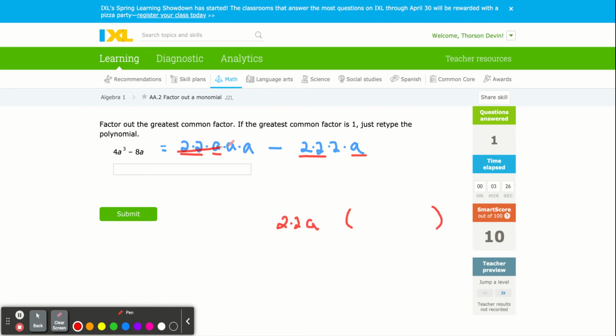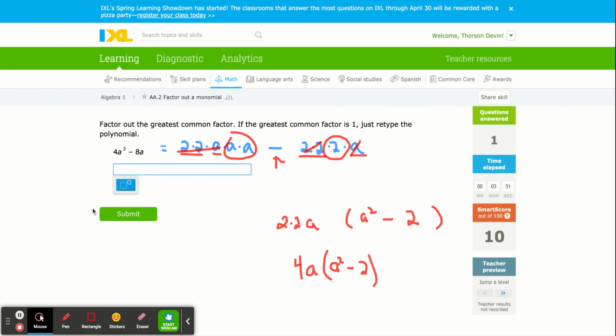So I'm going to pull out the two 2's and the a. I took those away. What's left of that first term but an a squared? What's left of this? So I took this and this. What's left of the second term? A 2. And then put that minus sign in between. And then simplify. 4a is what I factored away from an a squared minus 2. And that's what you type in right here.